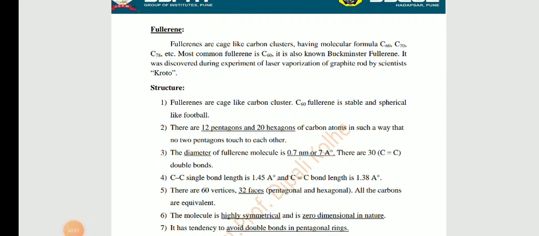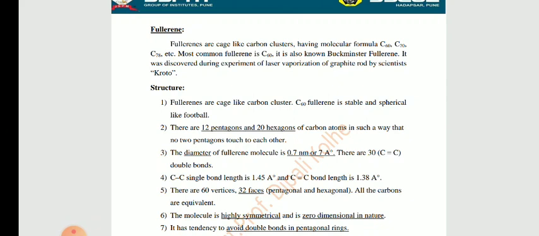Hello students, here I am going to discuss the topic that is fullerene. Fullerene is one of the allotropes of carbon. So what is an allotrope of carbon? Carbon is not stable, but it can be stabilized by forming different multi-atomic structures which have different molecular configurations, and such structures are called allotropes. So fullerene is one of the allotropes of carbon.